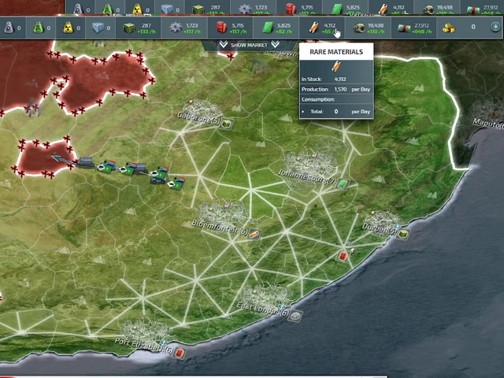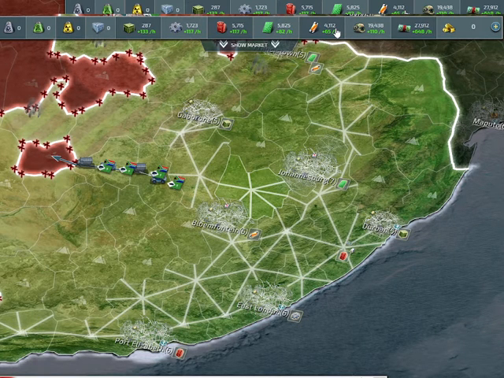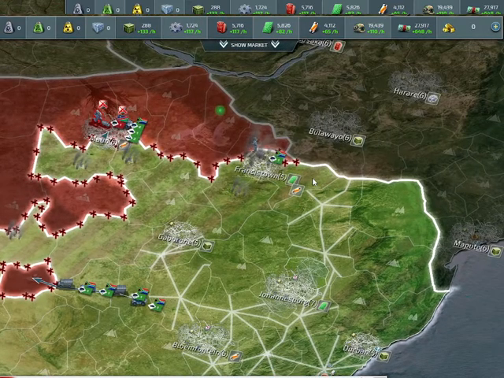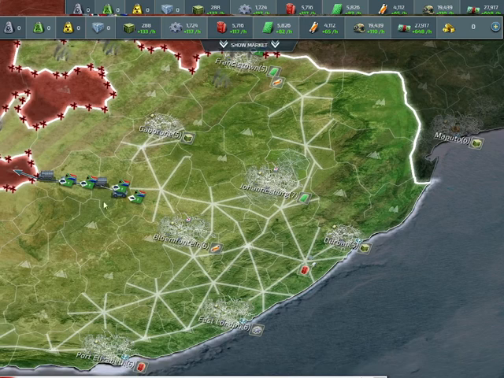Then rare earth materials. You'd presume it's like iron, steel, gold, that type of thing that is needed for production of vehicles and buildings. Same story. I'm getting it now from this province, which is giving me 91 a day. And then I'm also getting it from Bloemfontein, which is giving me 1.4 thousand a day. So let me just get where there's no noise. And this province that I've just conquered, same story.